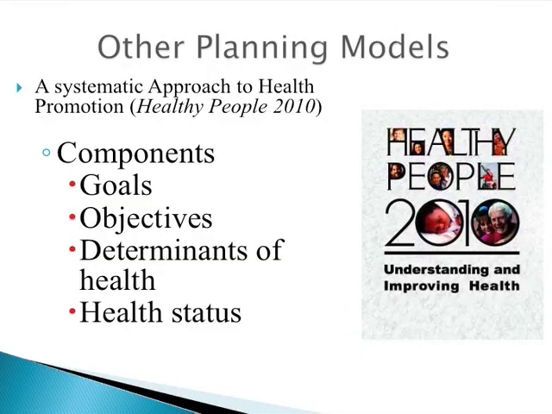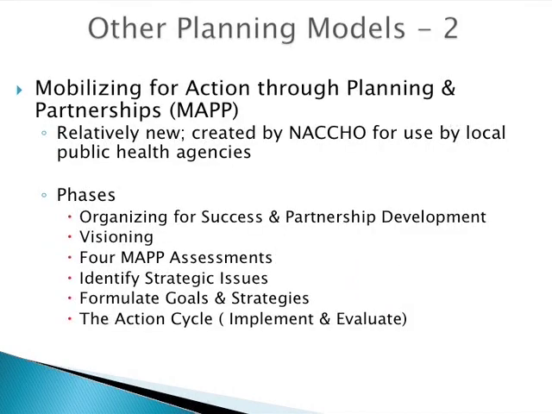A Systematic Approach to Health Promotion is the planning model that was used to develop Healthy People 2010 and is composed of 4 key elements: goals, objectives, determinants of health, and health status. Whether used for planning activities at the national, state, or local levels, these 4 elements remain the same. Mobilizing for Action Through Planning and Partnership, MAP, was developed by the National Association of County and City Health Officials. MAP is composed of multiple steps in 6 general phases.